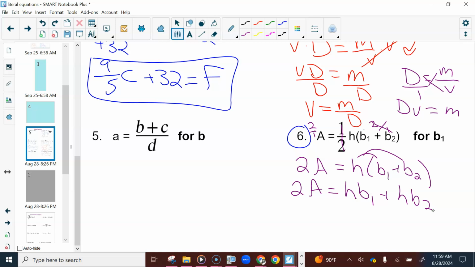We can get rid of the hb2 completely because we don't need that. That's subtracting. I'm just going to write this over here. Now we're still trying to get b1 by itself. How would we get rid of h?